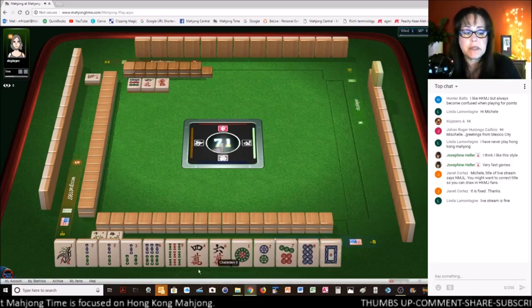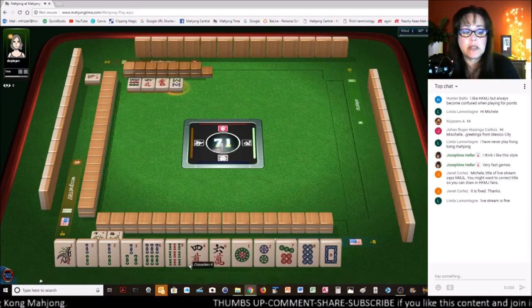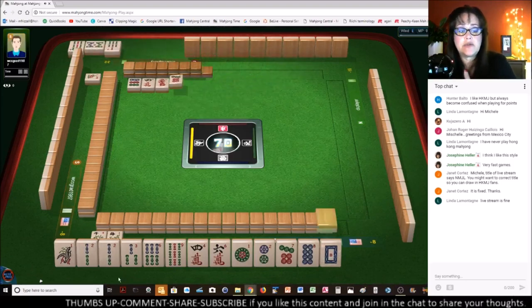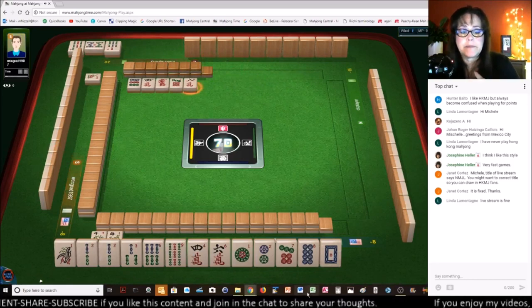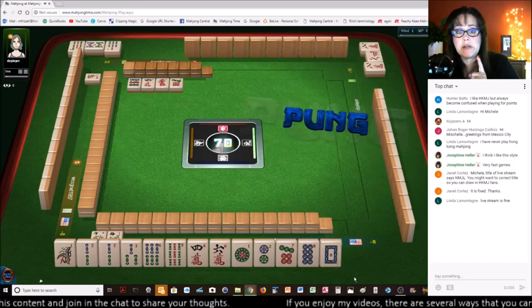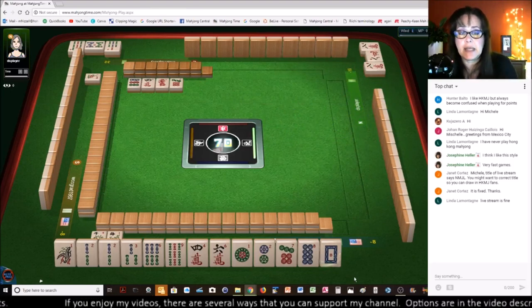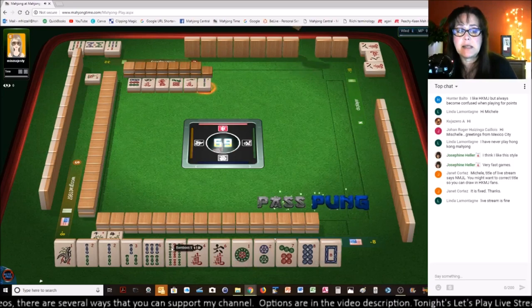Dragon. So for the chow potential, we do have lots of chow potential here. We even have a chow, 1, 2, 3, seven bam. Dots. The 6, 9 are isolated. 8 characters. Someone's going to pung. We have a 4-6 potential chow, 1-2 potential chow, and a 7-8. So all these tiles are good except for the 6-9.